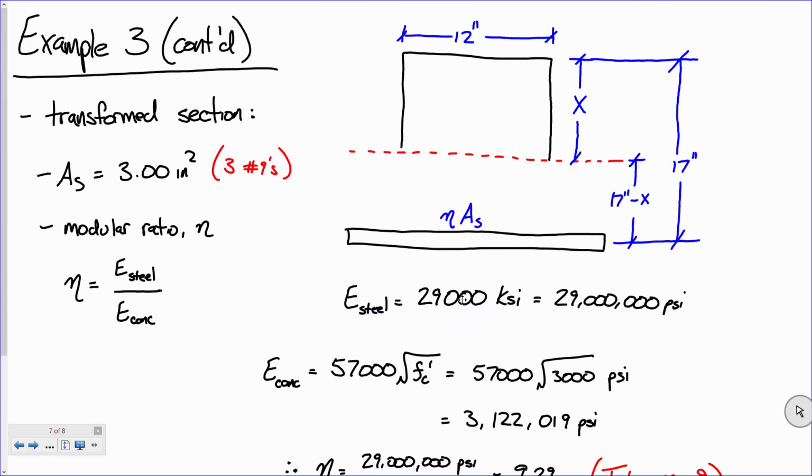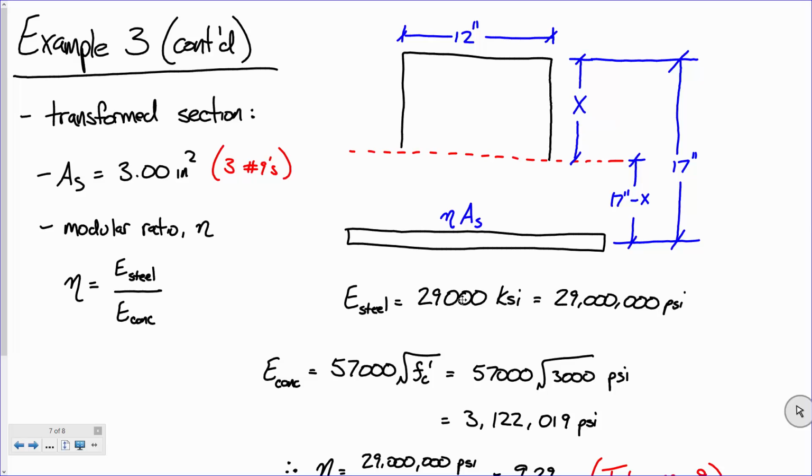Now, we've got to assess this transformed section. That's going to be our assumed cross-section for analysis, and we have a couple things that we need to look at. First off, the area of steel is 3 square inches. Why is it 3 square inches? Because we have 3 number 9 bars. For a number 9 bar, the area is 1 square inch, and we pull that data from our rebar tables.